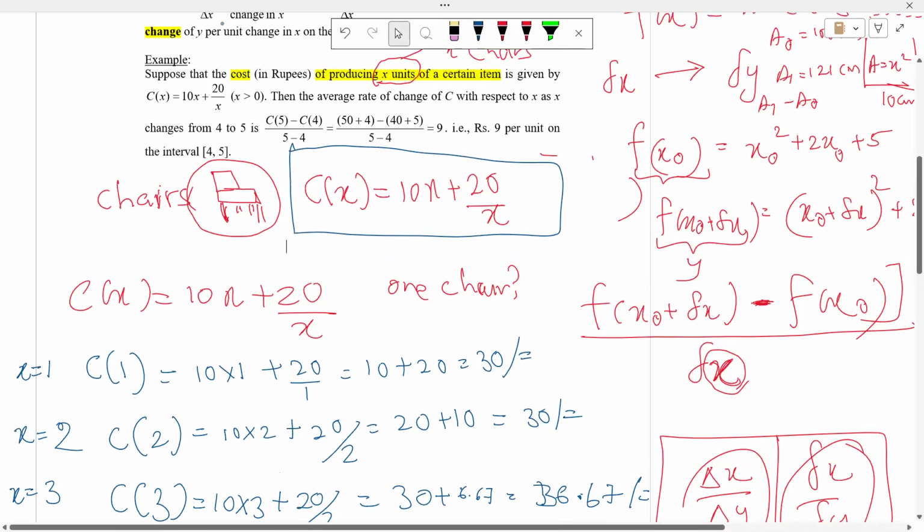Now they are giving a question. X units, they are giving the function. Then the average rate of change of C with respect to x as x changes from 4 to 5. So now they are asking this.